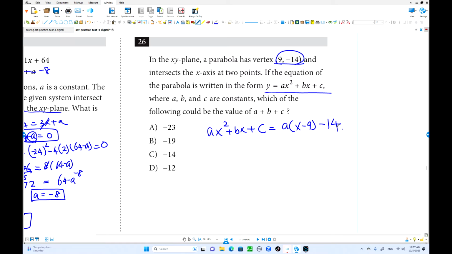Different expression by exactly what? Equivalent. It's going to have the same expressions, okay? I'll provide this one too. So we're going to find what? A plus b plus c.